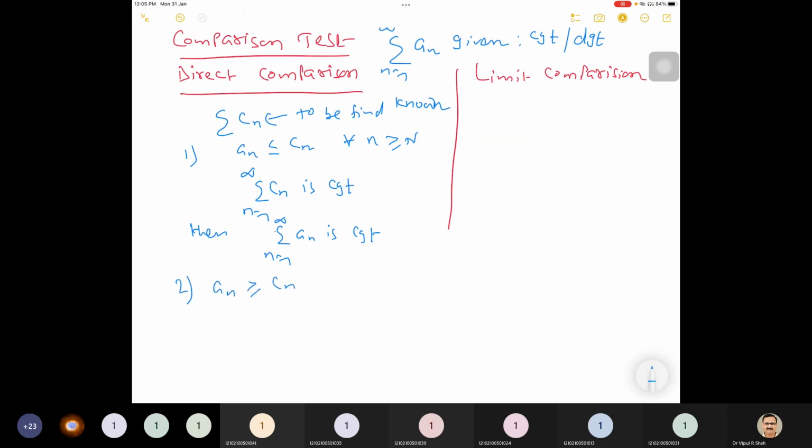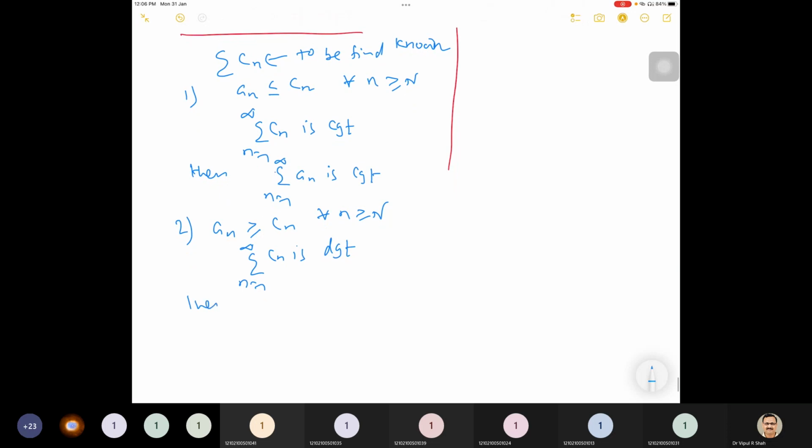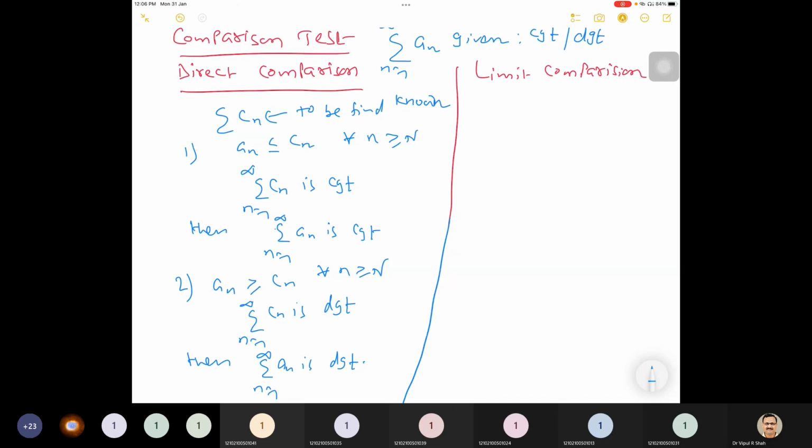And if an is greater than or equal to cn for all n greater than or equal to n, and series cn is divergent, that means series cn sum is not possible. So now the terms of an are bigger than cn. So if the sum of cn is not possible, then the sum of an is also not possible. Then series an is divergent. So this is the direct comparison test. This is known as the direct comparison test.